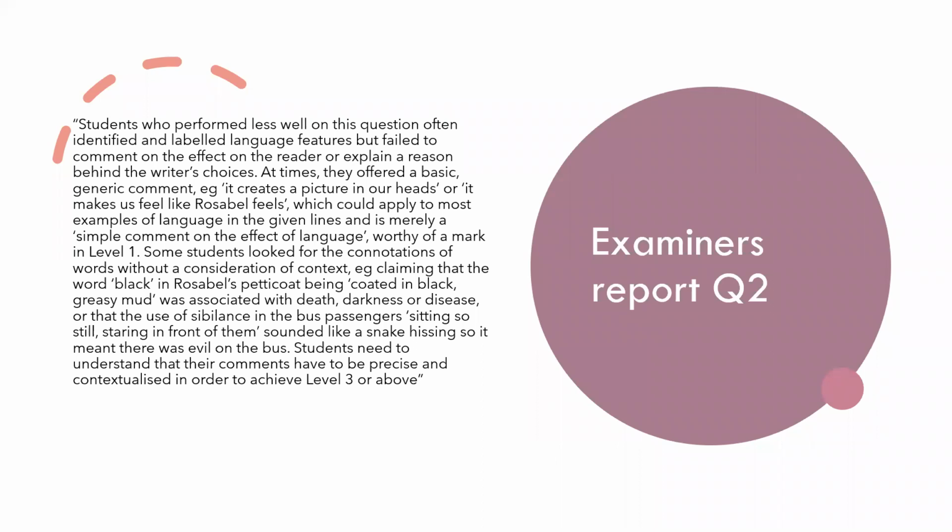So just going to go through a snippet from the examiner's report that was published after this series had taken place. And it's going to highlight maybe a few things that you've done or not done, and you may find yourself making similar successes or errors. So let's just have a little read through this. Students who performed less well on this question often identified and labelled language features, but failed to comment on the effect on the reader or explain a reason behind the writer's choices.